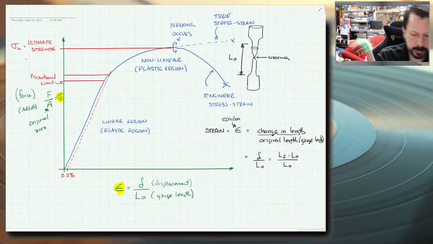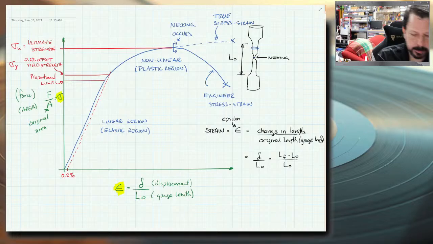This is the 0.2% offset yield strength. And that would be sigma y, is how we'll usually write that one, with a y for yield. So the 0.2% offset is because I went down to 0.2% strain, offset the graph by that amount, and re-intersected the graph to figure out what my yield strength is.